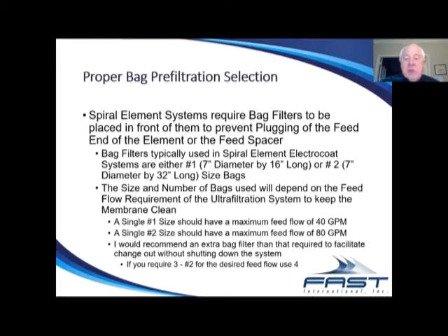Typically, a number 1 size bag should have a maximum feed flow of about 40 gallons a minute, and a number 2 size, twice that, 80 gallons a minute. We always recommend that we use an extra bag more than what is required by the feed system in order to be able to shut down and change the bags without having to shut down the total system. So if you require 3 number 2 size bags for a particular desired feed flow, we'd recommend that you use 4 of the bags.